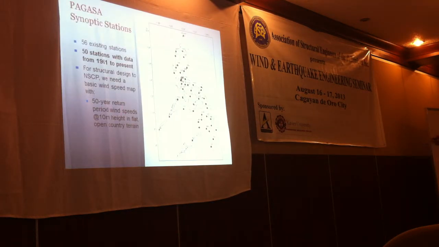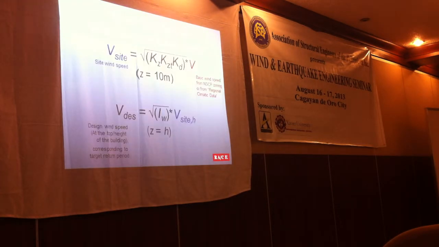And just to mention, may 56 stations yung Pag-asa where they do wind measurements. 50 of those stations have data from 1961. So actually yun yung ginamit for the NSCP. And then ang required natin is 50-year return period wind speeds at 10-meter height in flat open country terrain. So basically, basta may basic wind speed ka, so it could be from the NSCP zone map or from, ang sabi sa NSCP, regional climatic data. But basically, it means site-specific basic wind speed or nag-site-specific analysis ka.